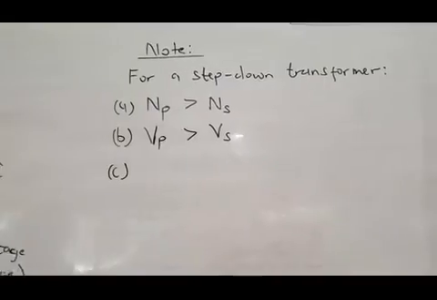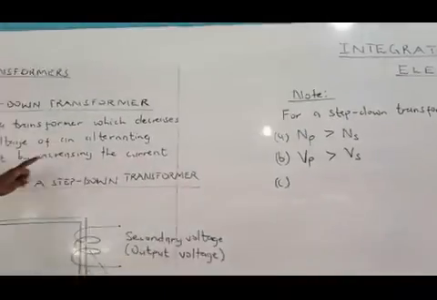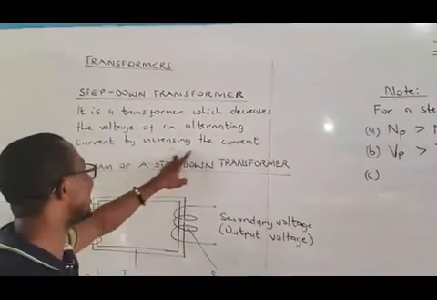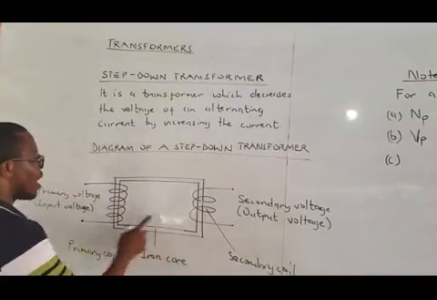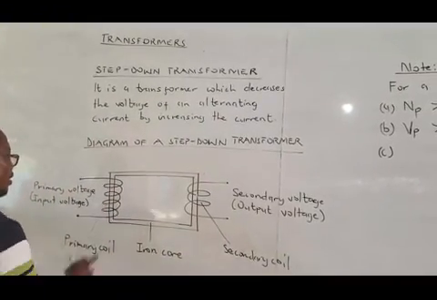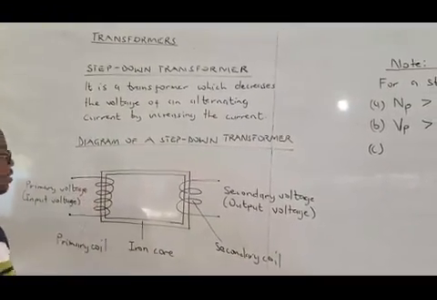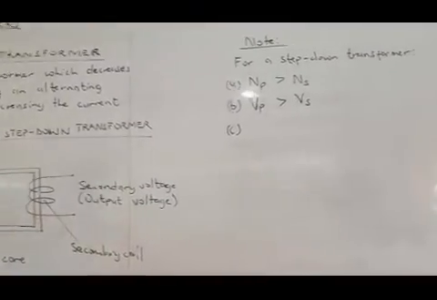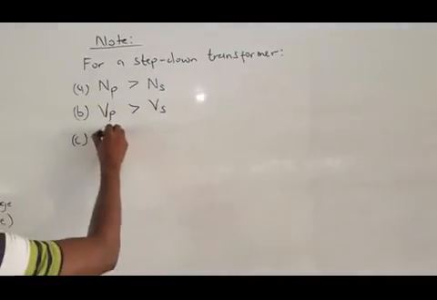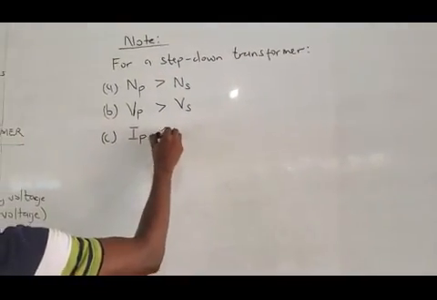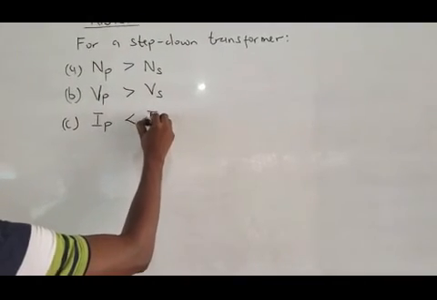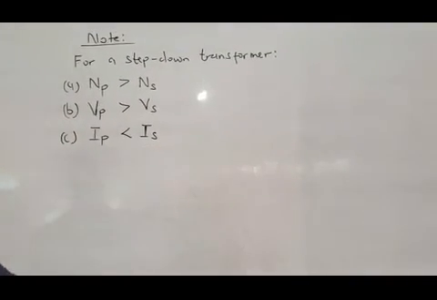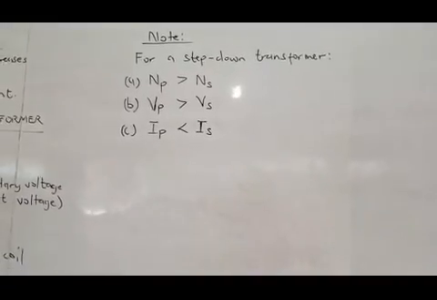And then lastly, as it is decreasing the voltage, it ends up increasing the current. So it means that the primary current is lower than the secondary current. So yes, the primary current is lower than the secondary current.